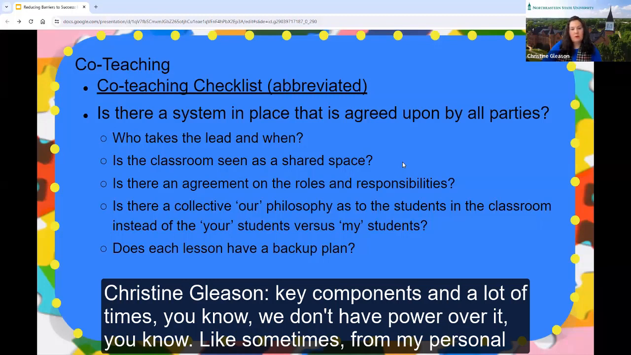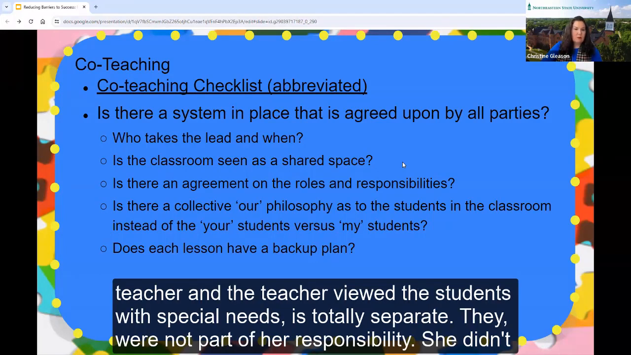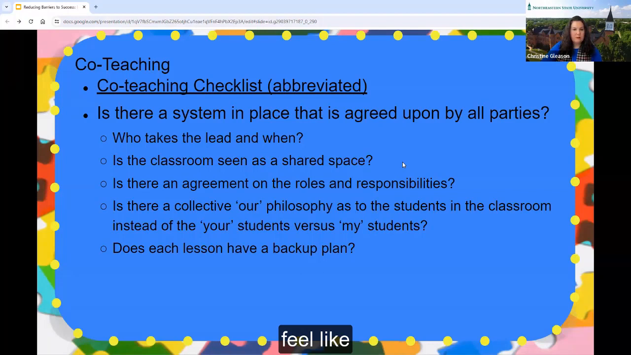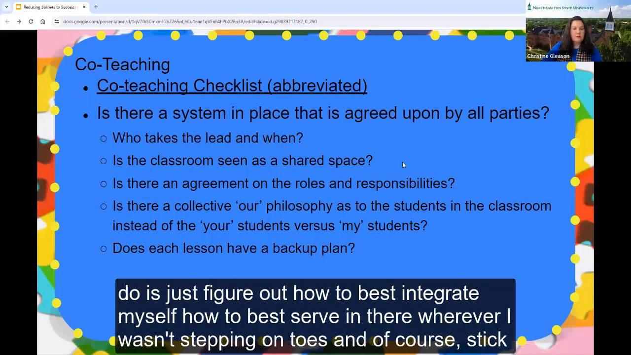And a lot of times, we don't have power over it. Sometimes from my personal experience, a teacher was not welcoming of having a co-teacher. I've been the special education teacher and the general education teacher. And the teacher viewed the students with special needs as totally separate. They were not part of her responsibility, she didn't feel like, at the beginning. So that pretty much made up the decision for which model we were going to be using. And all I could do was just figure out how to best integrate myself, how to best serve in there wherever I wasn't stepping on toes. And of course, meeting all of the needs of the students with special needs. So there's lots of factors that go into that.